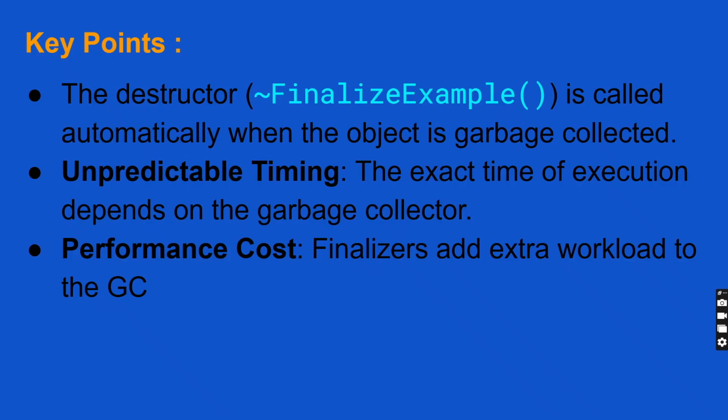Now we have a destructor, that is the finalize example. It is called automatically when the object is garbage collected. Unpredictable timing: the exact time of execution depends on the garbage collector. Performance cost: finalizers add extra workload to the garbage collector. We will see that in code.